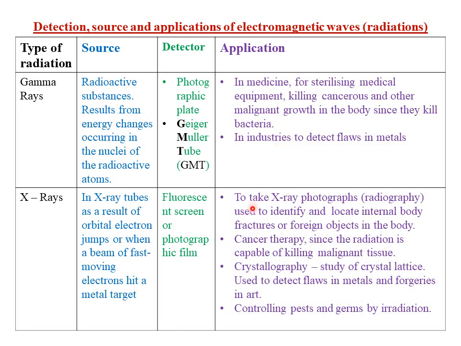Then applications of X-rays in real life situations: they are used to take X-ray photographs, which we call radiography, used to identify and locate internal body fractures or foreign objects within the body. You might have maybe swallowed a metallic object accidentally. So to identify exactly where that metallic object is located within the body, we can use X-rays to actually detect where those undesired objects or foreign objects within the body are located.